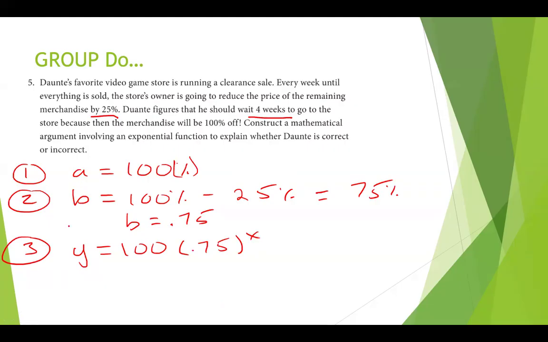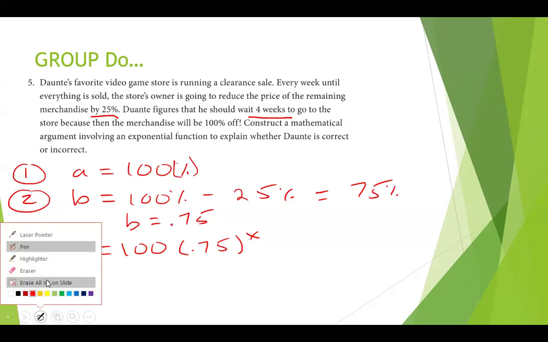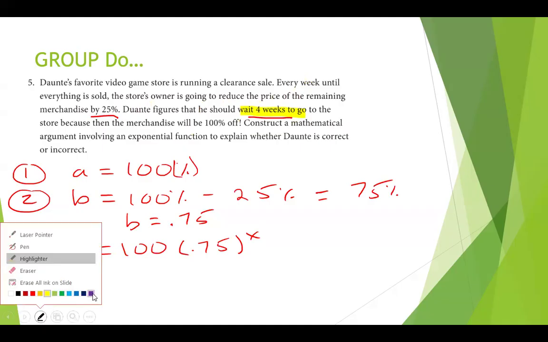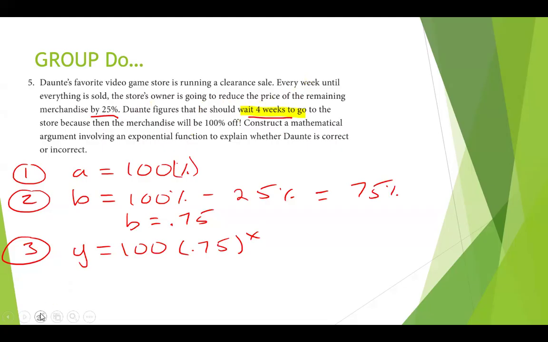Okay. So our homeboy here, Dante, said that at week 4, everything should be free, right? So when we are doing part 4, we are testing Dante's guesstimation. So on 4, we want to know what is X at week 4. Does that make sense? And then we can determine was he right or wrong, correct? So when we go to our calculator, we pull up Sylvie.